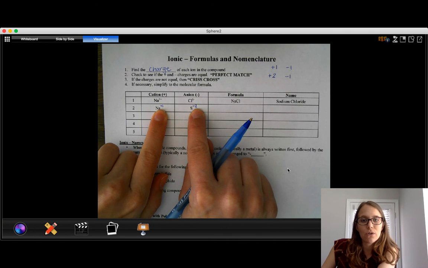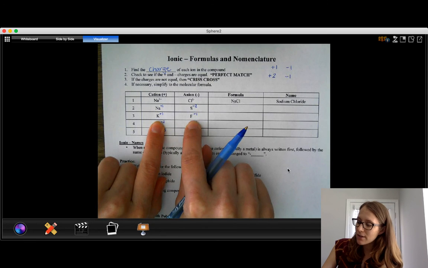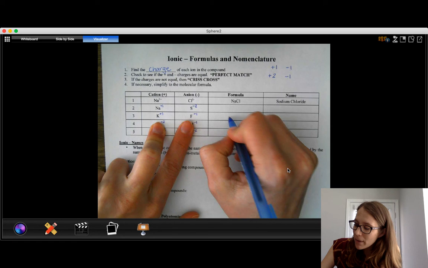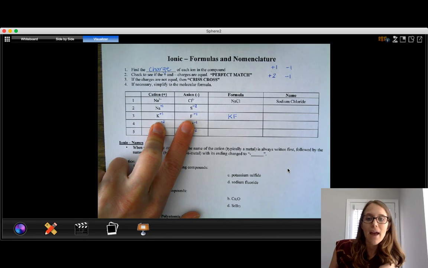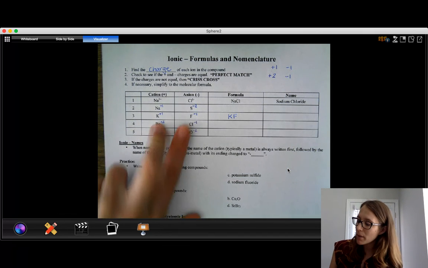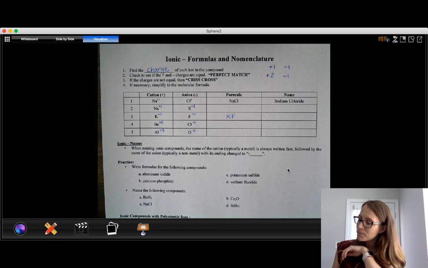I see 1 and 2. That's not a perfect match. 1 and 1. This is going to be another example of a perfect match. So I'm going to just drop the charges and just push the two symbols together, K and F. So KF is our formula. 2 and 1, 3 and 2. So nothing else here is a perfect match.